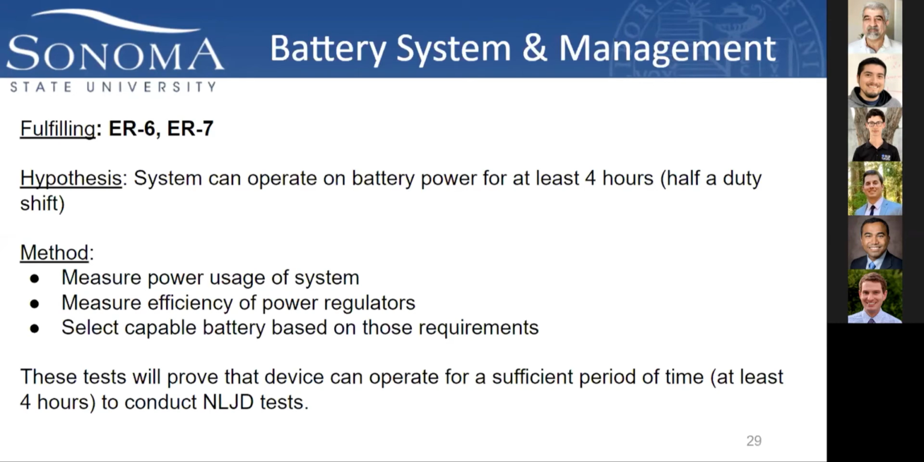Our next test was to test our battery system, and this would fulfill our engineering requirements 6 and 7. We wanted to test if the system can operate on battery power for at least 4 hours, which equates to about half a duty shift. We did this by first measuring the power usage of the system. We then measured the efficiency of our power regulators. With these results, we would select the capable battery based on the requirements needed from our tests. These tests would prove that the device can operate for the sufficient amount of time, which is at least 4 hours, to conduct our nonlinear junction tests.